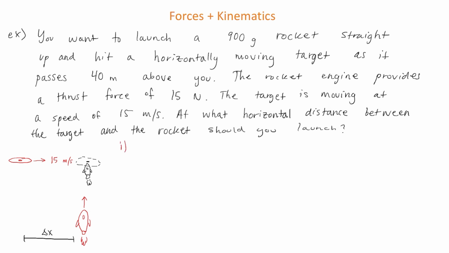Now the first thing we want to do is write what was given. We will look at the rocket and the target separately. Starting with the rocket, we know its initial position is 0 meters because it starts on the ground. Its final position will be 40 meters because that's when it strikes the target. Its initial velocity was 0 meters per second because we hadn't launched it. Its mass is 0.9 kilograms, and the thrust force from its engine is 15 newtons.